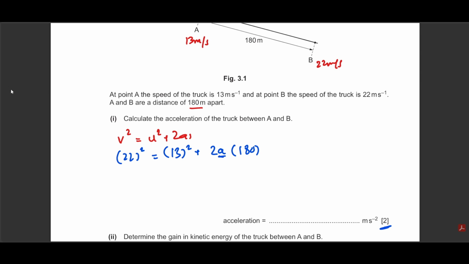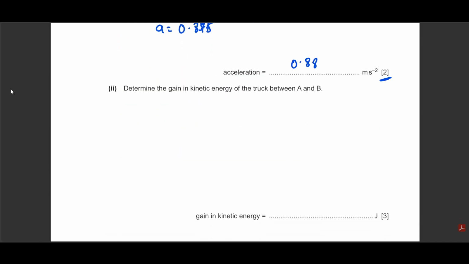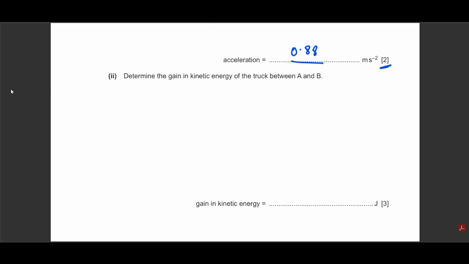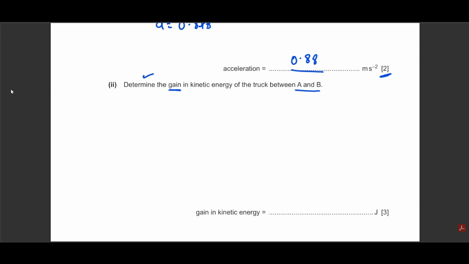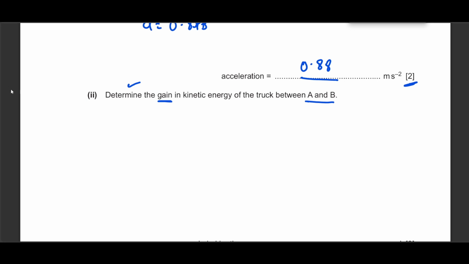When you rearrange this equation to do the appropriate algebra, this comes out as 0.857, which becomes 0.88 meters per second square, and I will be using this value in the next incoming parts if I have to. Determine the gain in kinetic energy of the truck between A and B. So if it's the gain, it's really the change in the kinetic energy.